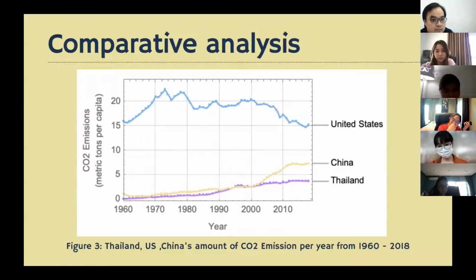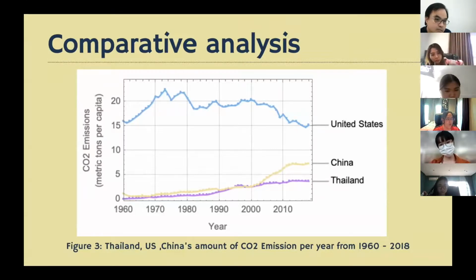In this case, we can see that the United States emitted the most carbon dioxide, followed by China and Thailand. However, the amount of carbon dioxide being emitted in the United States has been declining since around 1977, which is different from Thailand and China, whose carbon dioxide emissions are consistently increasing over the time period.